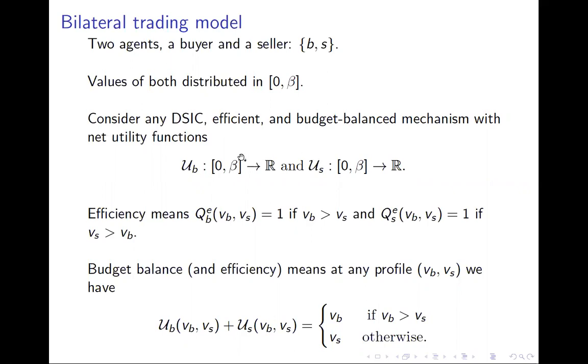So there is a typo here. This would be 0 beta square, and this also 0 beta square.